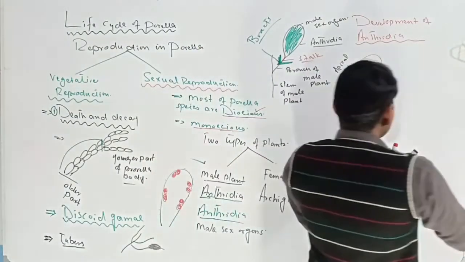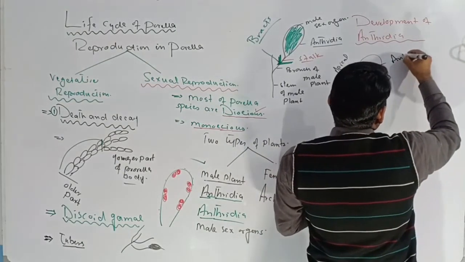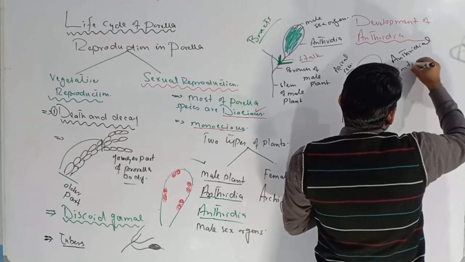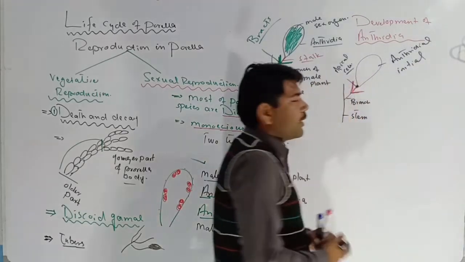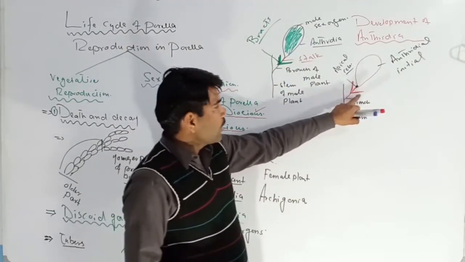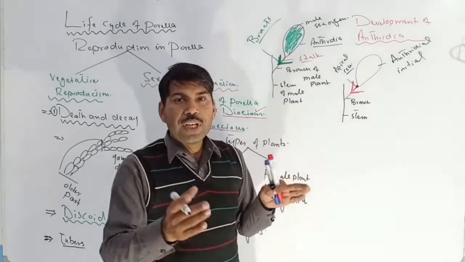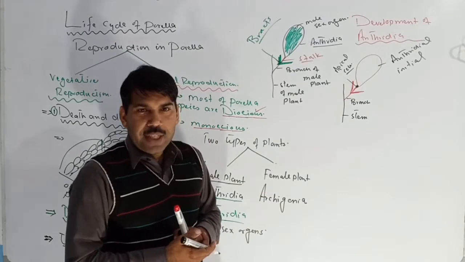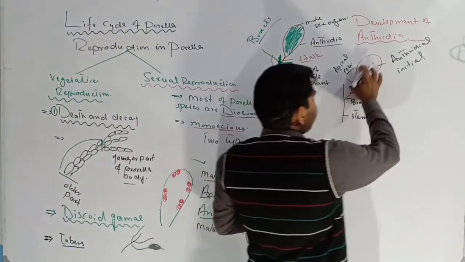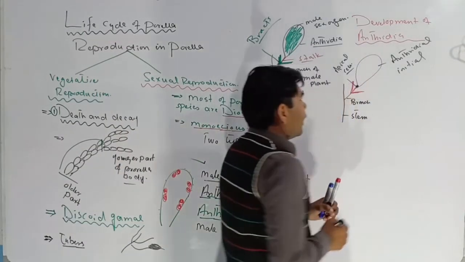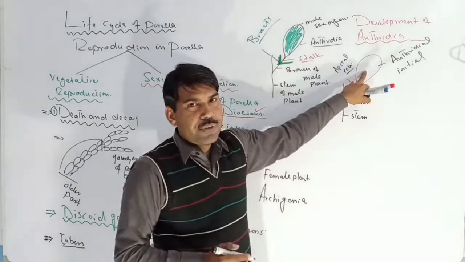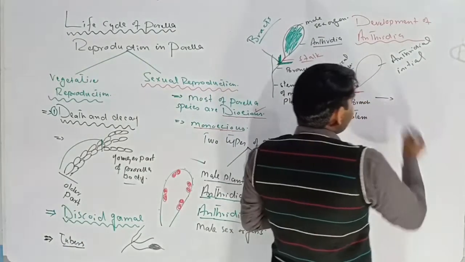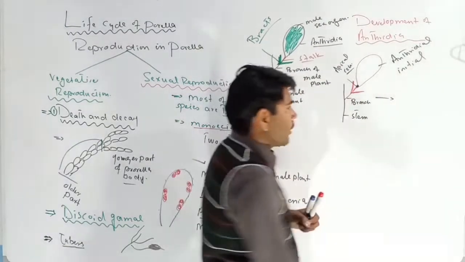So we can write here antheridial initial cell, which is present on the short branch of the male plant body of Porella. So what will happen actually? This cell divides. When this cell divides, it produces two cells. So how are these two cells produced?